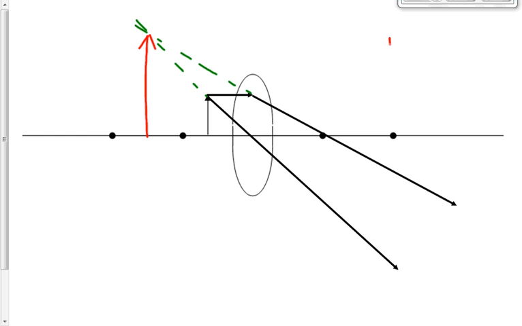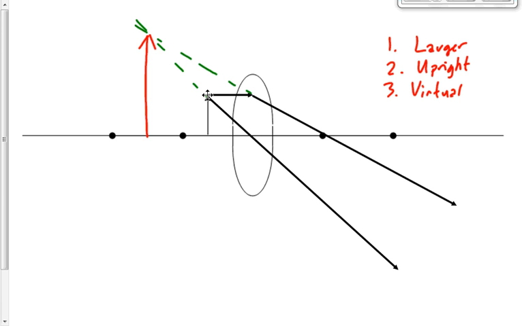Characteristics? It's larger, clearly larger. It is upright, and it is real or virtual. This one's virtual. What do you have to do in order to see this one? You have to look into the lens in order to see it. Where have you seen this one every day? Logan?